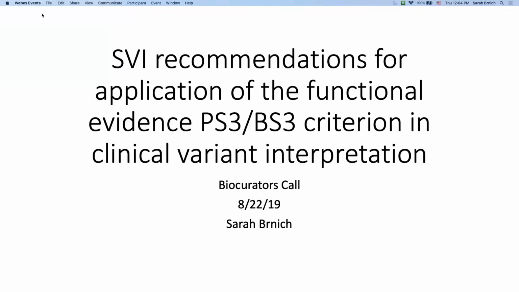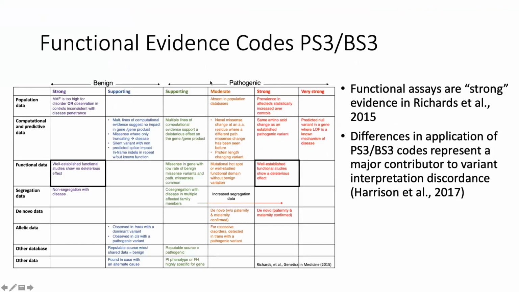First, for anyone that's not as familiar with the day-to-day codes that people talk about, I'll be talking about the PS3 and BS3 criteria, which say that there are well-established functional studies showing either a deleterious effect or no deleterious effect on the gene or gene product. And this counts as strong evidence in the Richards et al. framework, which also provides some considerations regarding functional evidence, but doesn't give a lot of detailed guidance on how to evaluate functional assays for variant interpretation.